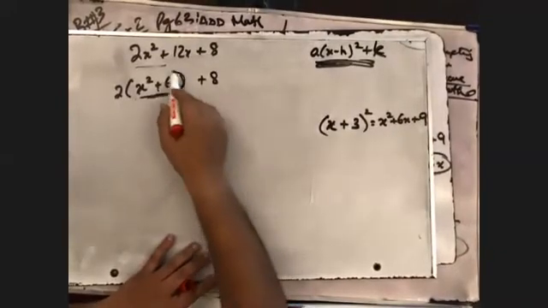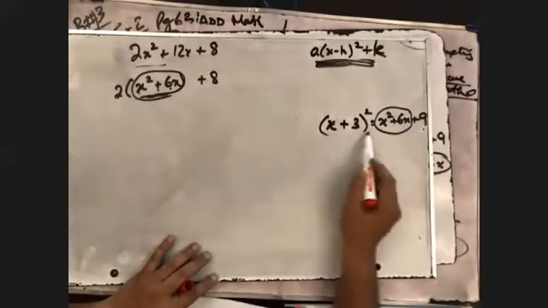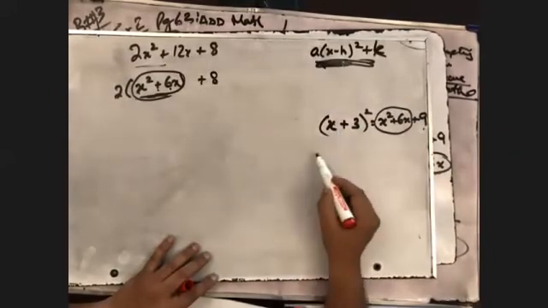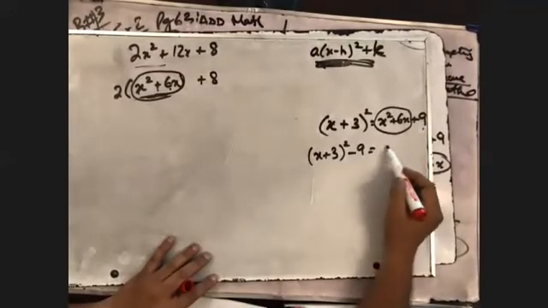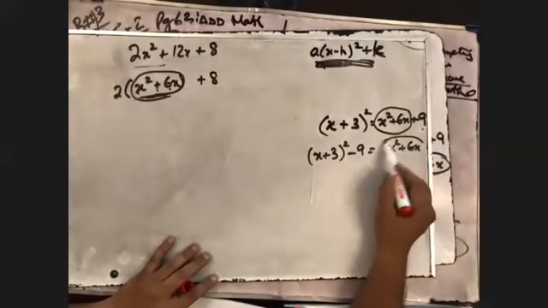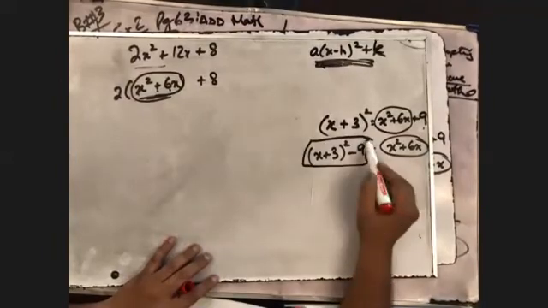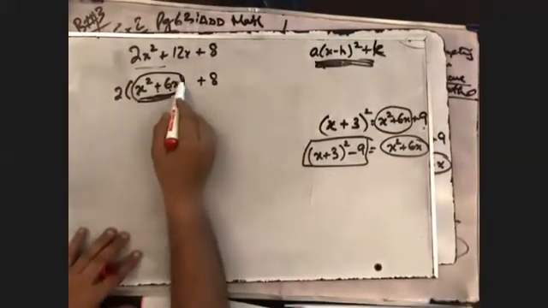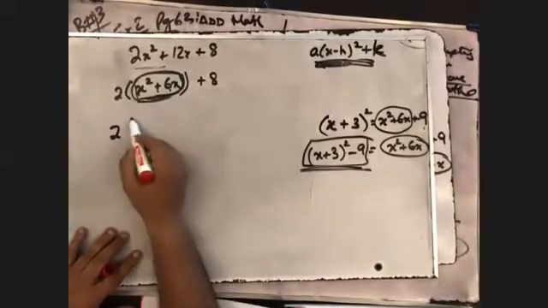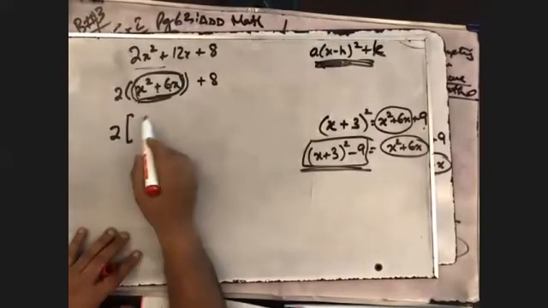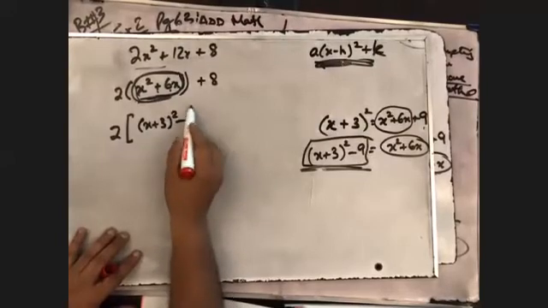My target is to get this isolated and replace it by the squares. I send a 9 to this side, it becomes minus 9, and x squared plus 6x remains in a circle. This circle is now going to be replaced by this entire thing. I do 2, change my brackets because it's got a sub bracket as well. x plus 3 whole thing squared minus 9.